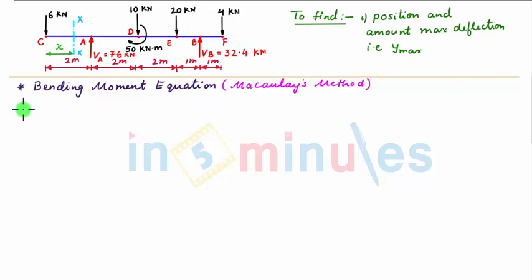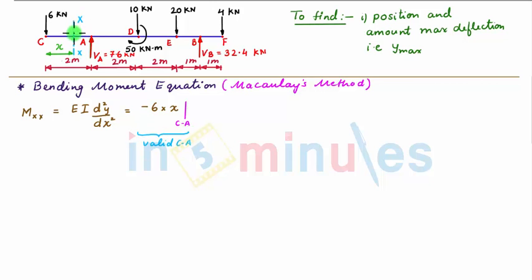MXX is equal to EI d square y by dx square is equal to, we have the anti-clockwise moment caused due to the downward force of 6 kN acting at a distance of x from section XX. So we have minus 6 into x. Now since this equation is valid only between point C and A, let us put it in the first partition, and this equation is valid only between point C and A.